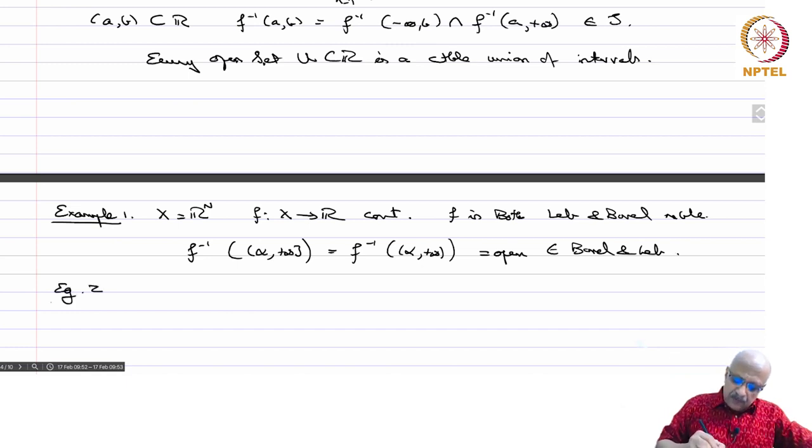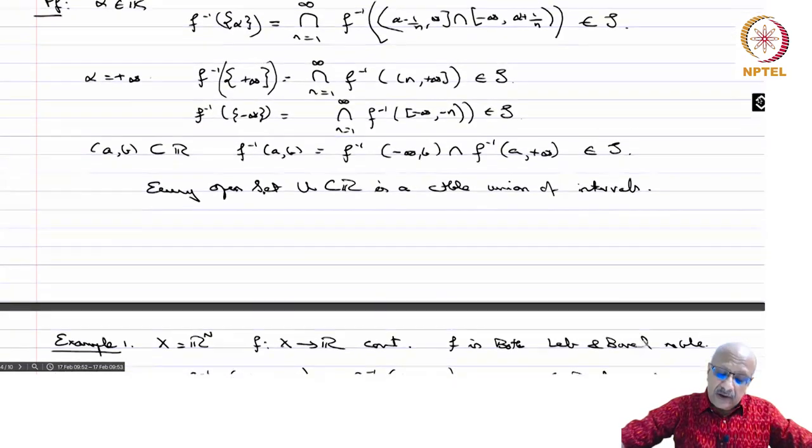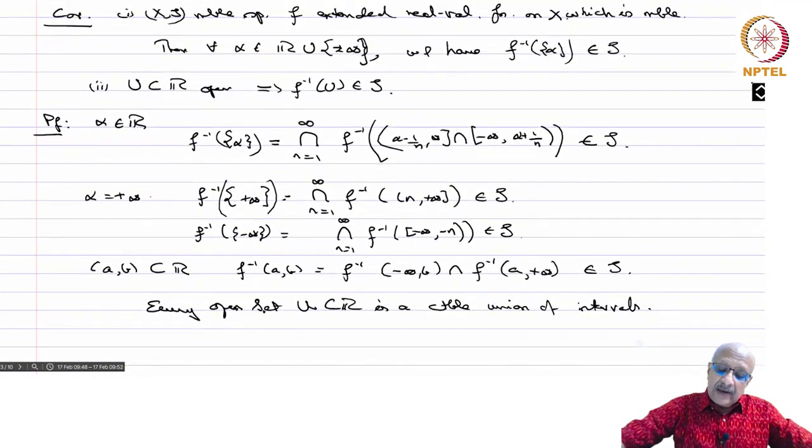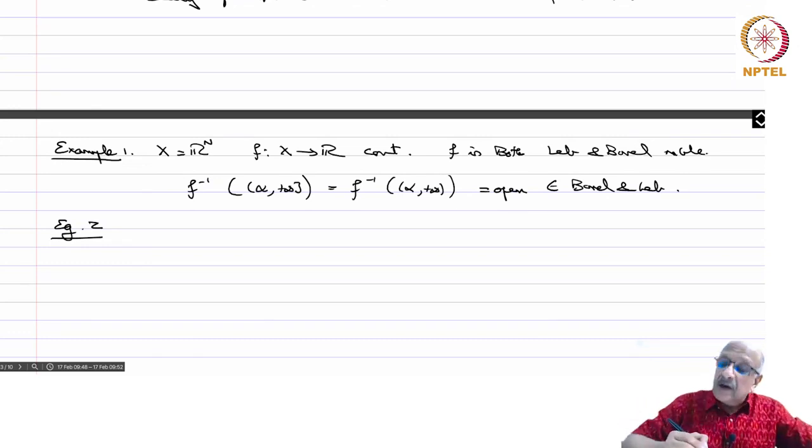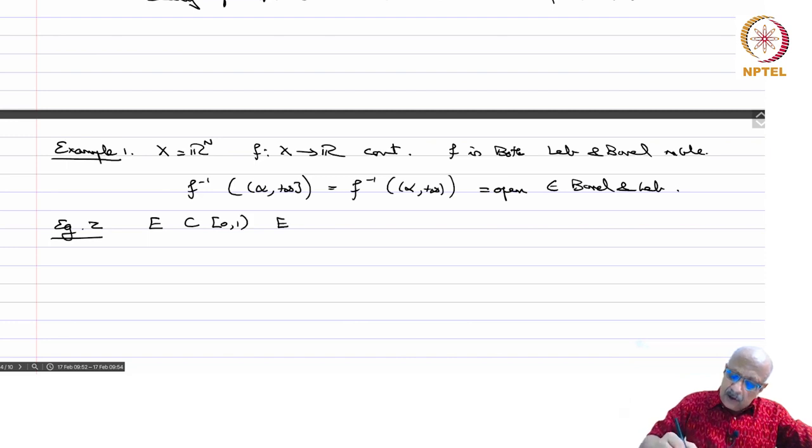So example 2. Here we give a counter example. We proved in this corollary that f inverse of every singleton is measurable if f is measurable. The converse is not true. So f inverse of all singletons can be measurable, but still the function may fail to be measurable. Let us take the following example. Let us take E contained in [0, 1], E not measurable, so E does not belong to L1.